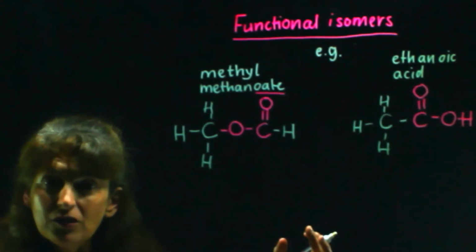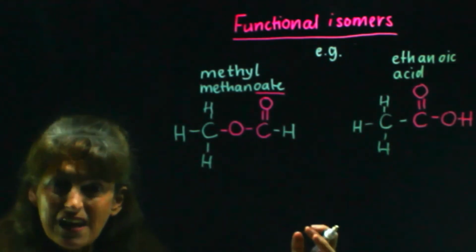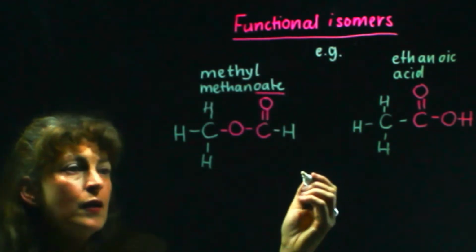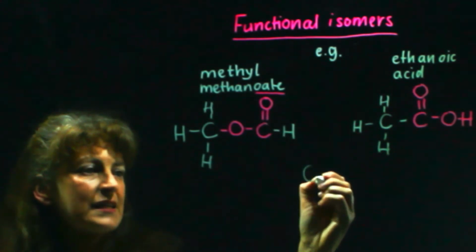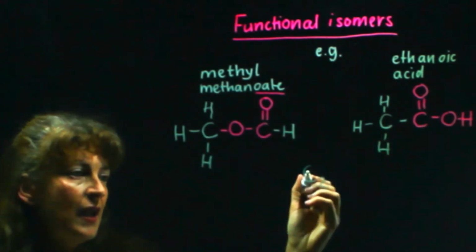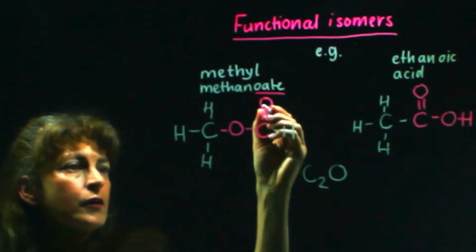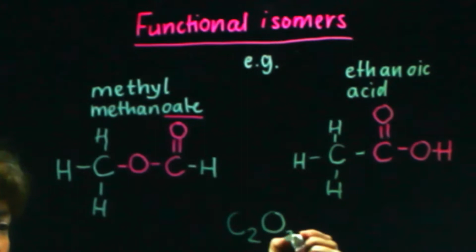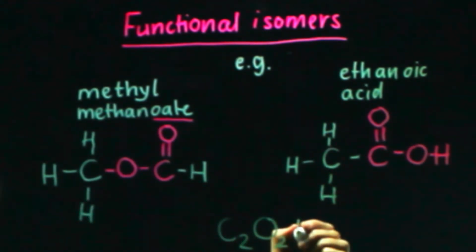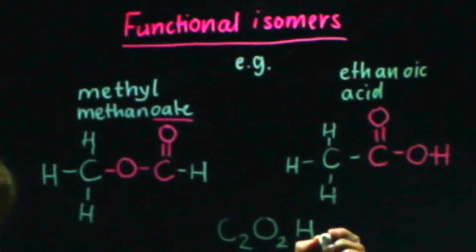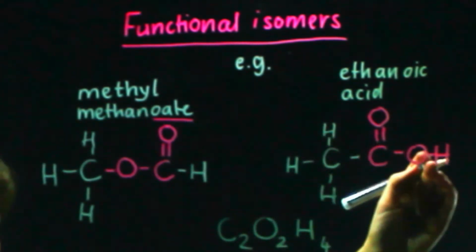What about the molecular formulae? They have the same molecular formulae as one another, which is why they are isomers of one another. What is that molecular formula? C2, you can see in both cases, there are 2 carbon atoms. And then O2, in both cases, 2 oxygen atoms per molecule. And then what about the H's? Let's count them. 1, 2, 3, 4 in this one. And sure enough, 1, 2, 3, 4 in that one.